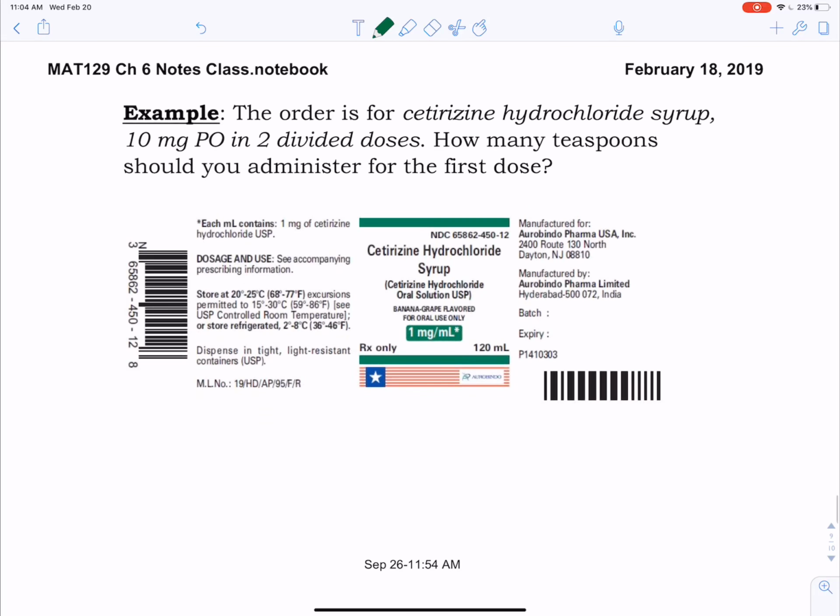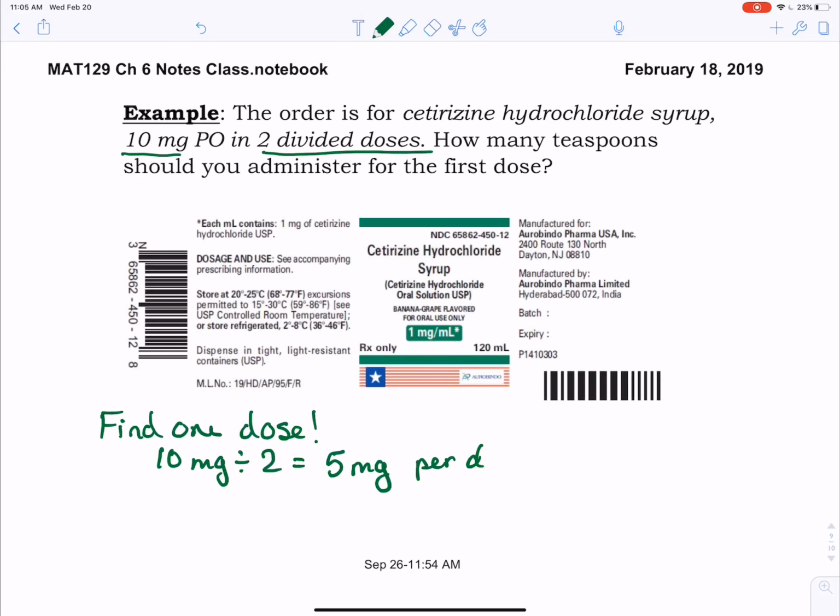If I look at another one, it says the order is for this drug, 10 milligrams by mouth in 2 divided doses. How many teaspoons should you administer for the first dose? So, first thing I'm going to do is find 1 dose. I've got 10 milligrams in 2 divided doses. So I'm going to do 10 milligrams divided by 2 to find that there's really 5 milligrams per dose. Then that's what I'm going to use in my dimensional analysis. 5 milligrams per 1 dose.